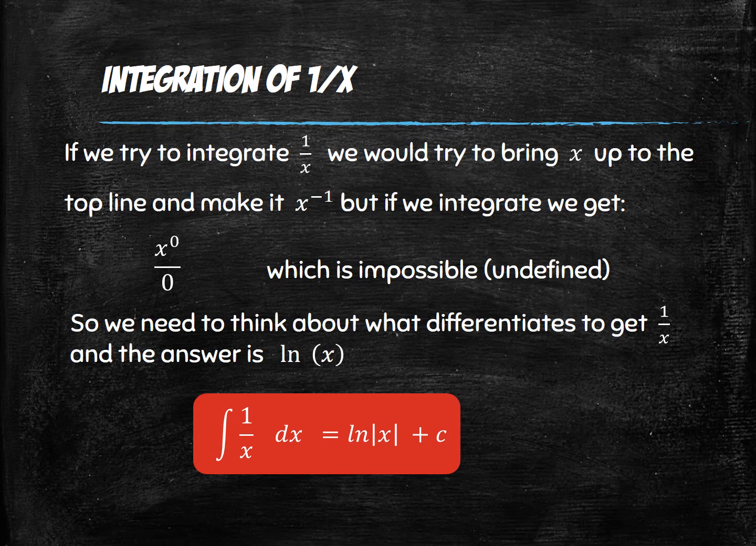So we need to think about what might differentiate to get 1 over x. And if we look on the formula sheet, we'll find that the answer is ln of x. So the integral of 1 over x with respect to x is ln of x plus c. So we'll take a look at a couple of examples.